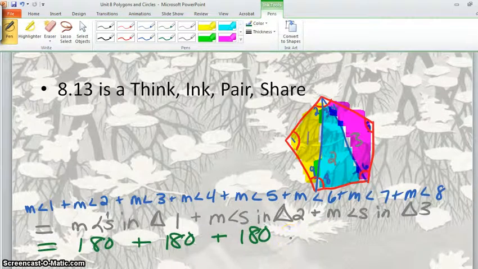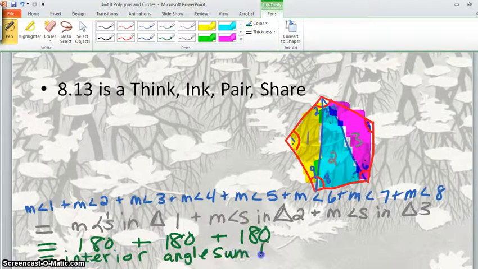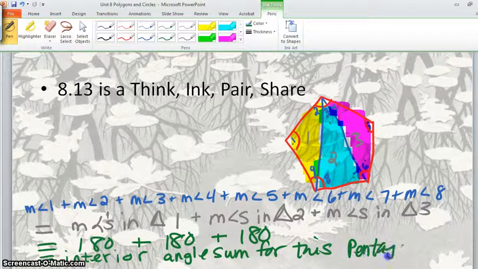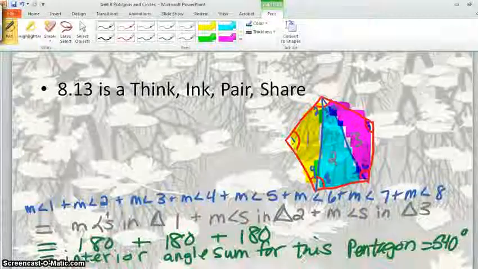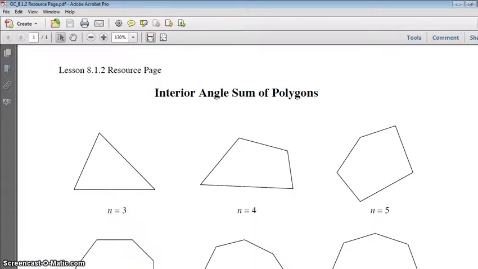So the measure of angle 1 plus angle 2 plus angle 3 plus angle 4 plus angle 5 plus angle 6 plus angle 7 plus angle 8 equals the interior angle sum for this pentagon, which equals 540 degrees. In tonight's homework, you're asked to open the lesson 8.1.2 resource page that's attached and use this same method.